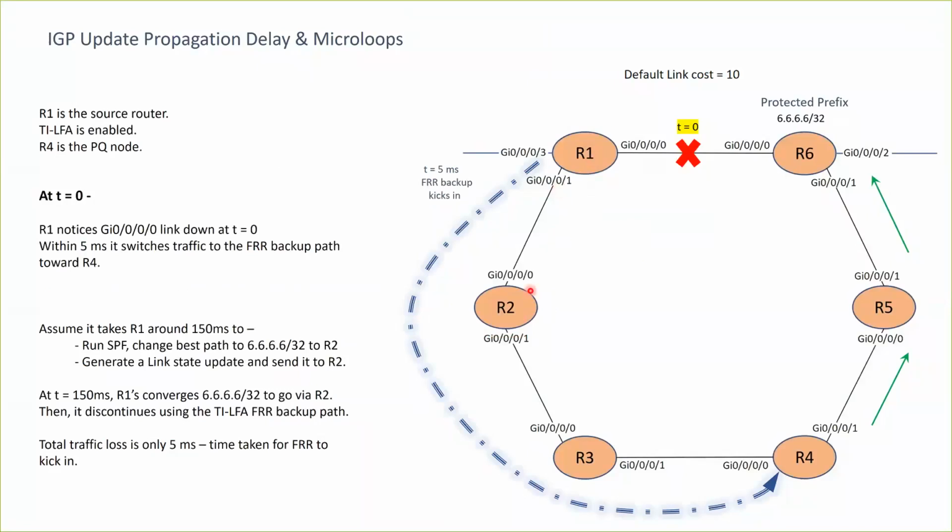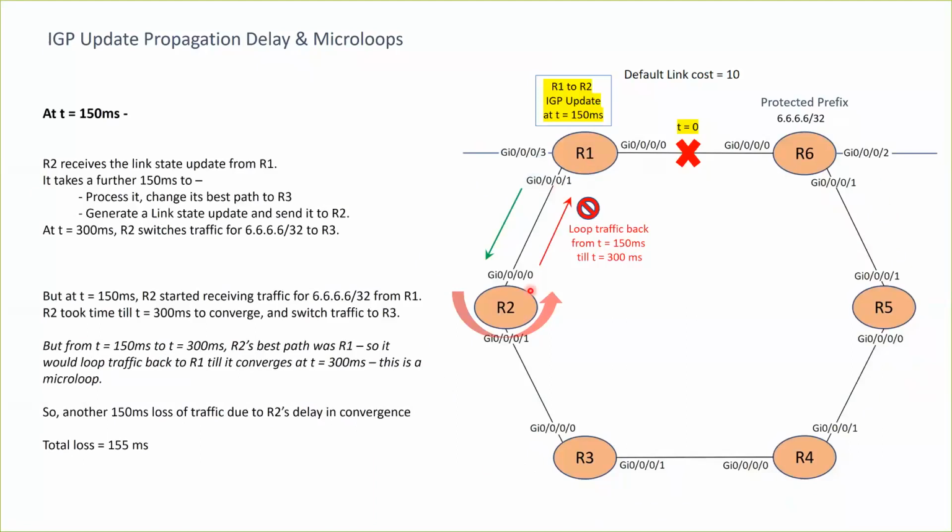That point is clear now, right? Yeah. Okay. So now, at 150 milliseconds, R1 has converged. Has R2 converged? No, because R1 generated the update at 150 milliseconds. After it has converged, it will generate a link state update or a link state packet, whatever, and send it to R2. So by the time R2 received an update, already 150 milliseconds has passed from t equal to 0. R2 will take another 150 milliseconds to run its SPF and figure out that R3 is my best path, right? Which means that at t equal to 300 milliseconds, R2 has converged.